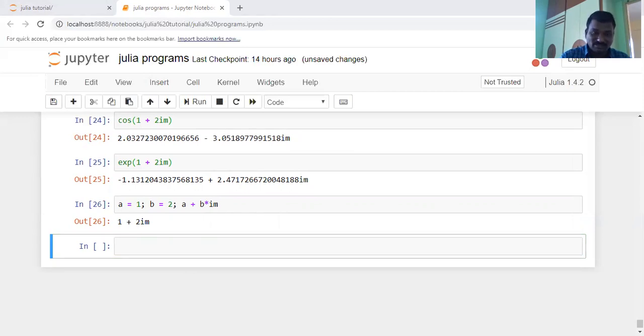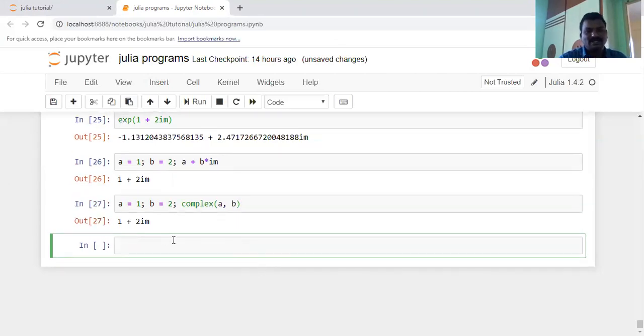Otherwise sometimes, if you want to write using a function, the complex function, by using this complex function you will write the same value. For example, a equal to 1, b equal to 2. Instead of writing a plus b im, I am writing complex of a comma b. That result is also the same result, a plus im.